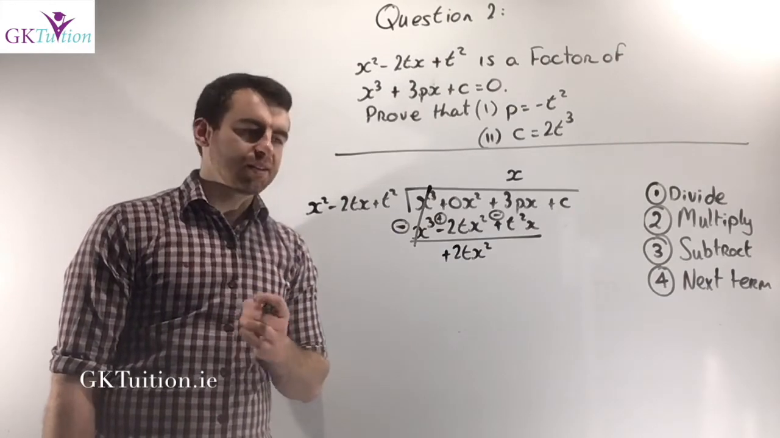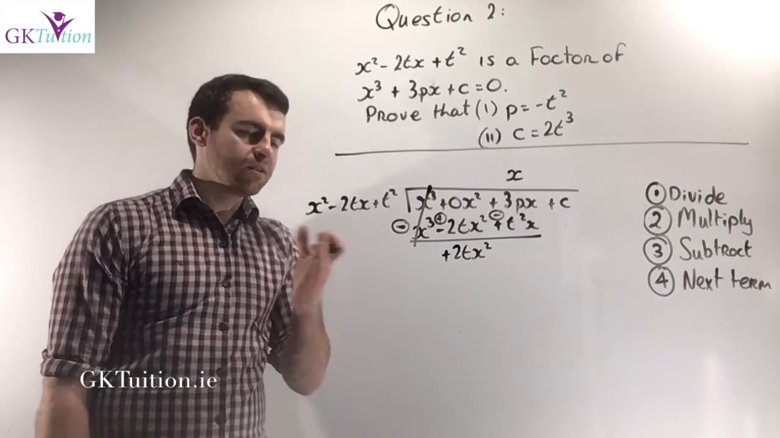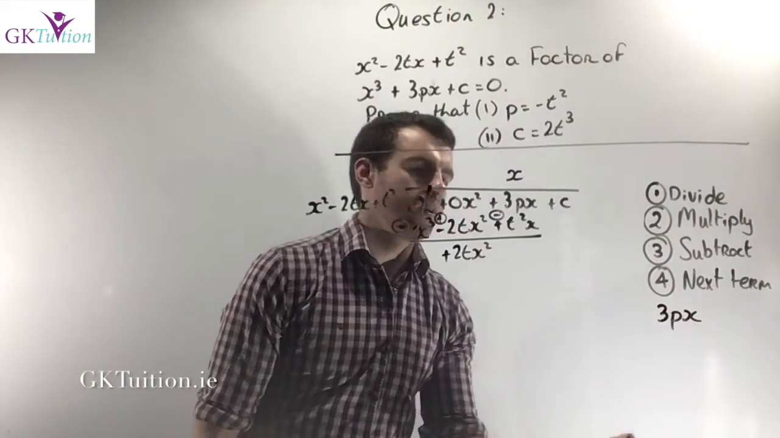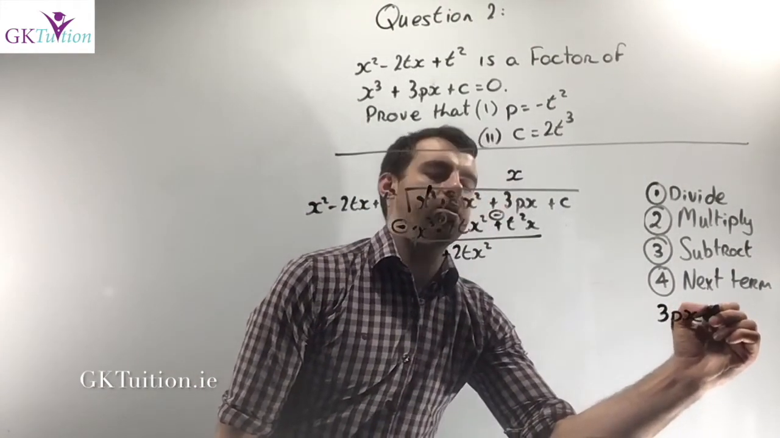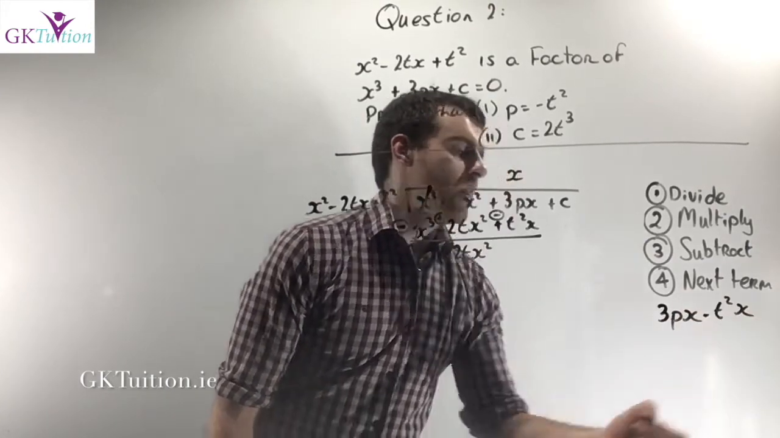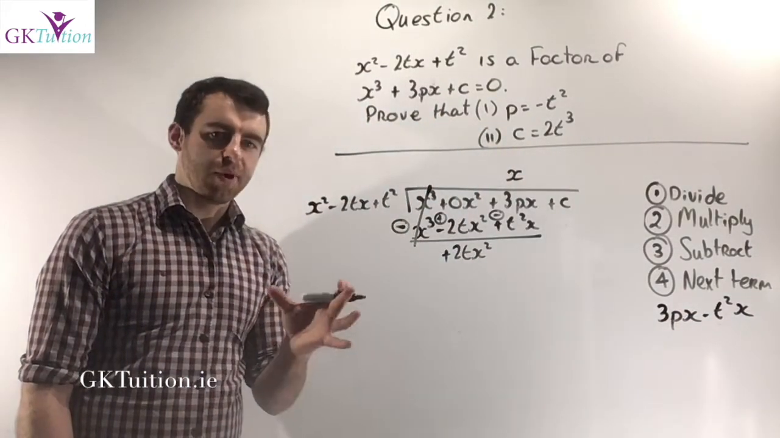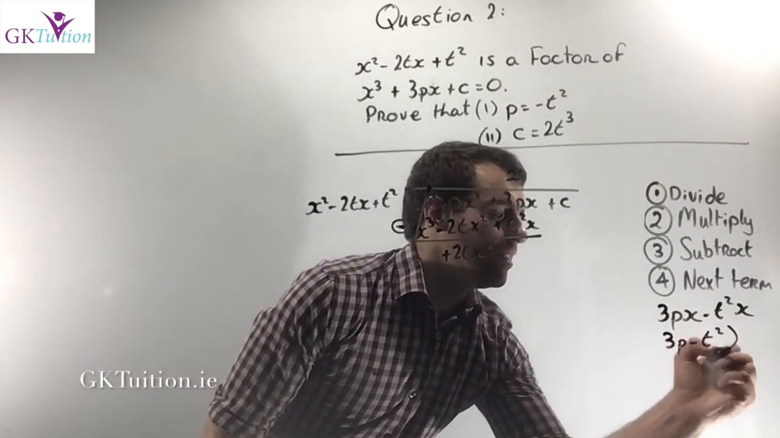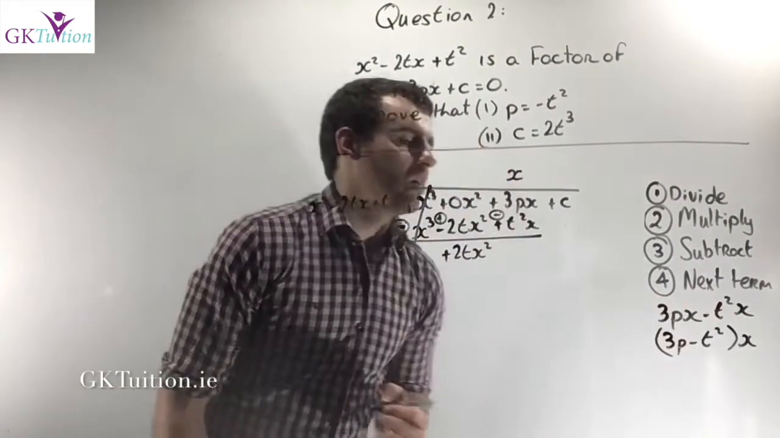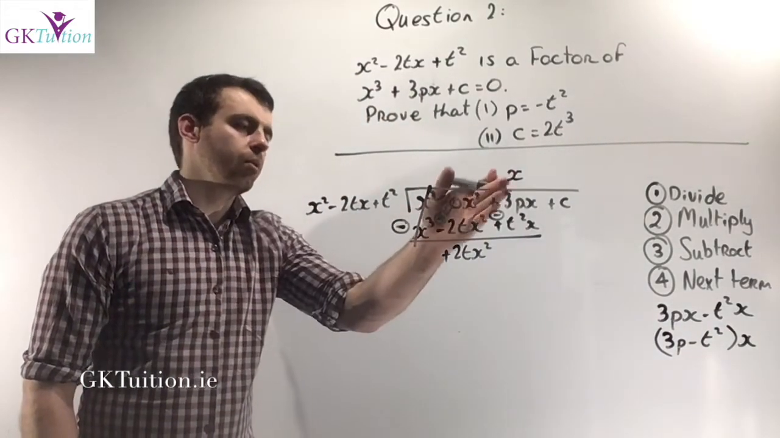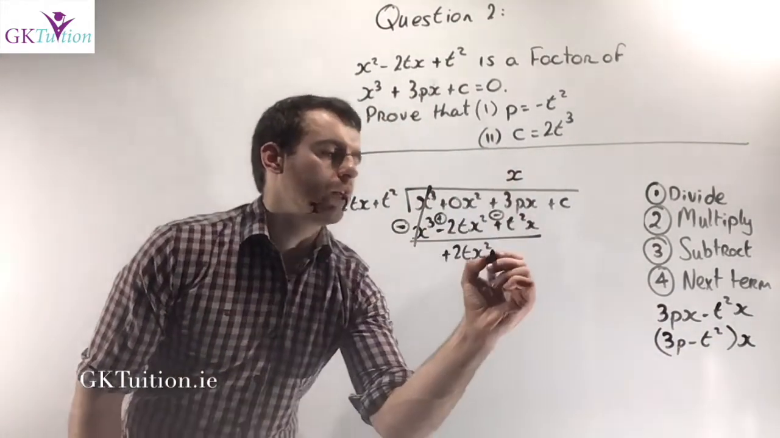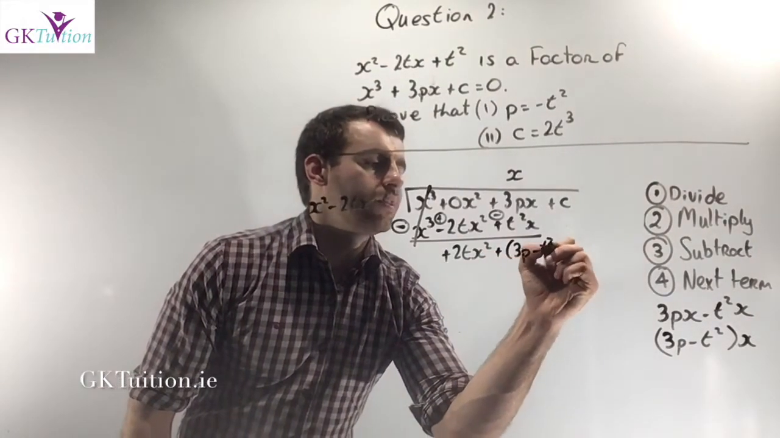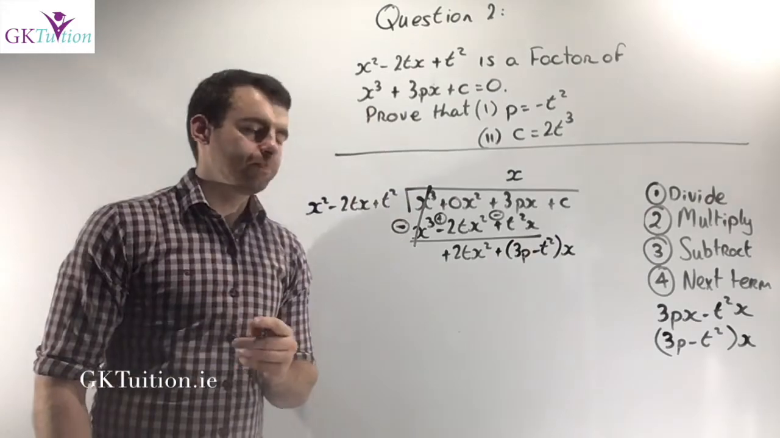Now, it's the x's that is the first time we're going to run into problems. We have 3px minus t squared x. These are not like terms, so my advice to you is always do this out in rough work. 3px minus t squared x, and in this case I'm going to factorize out my x so that I can write this as just one term. This is actually 3p minus t squared times x. So if I want to write this as one term, you just put a plus in front of the bracket and write it as 3p minus t squared times x.